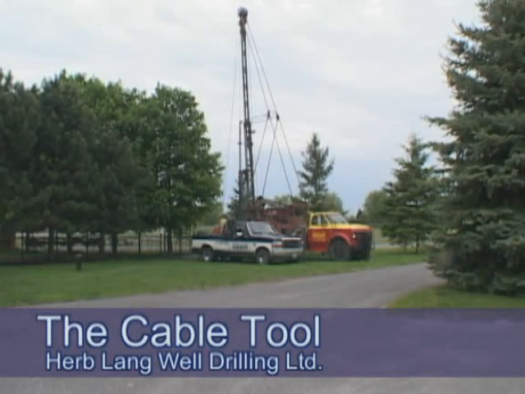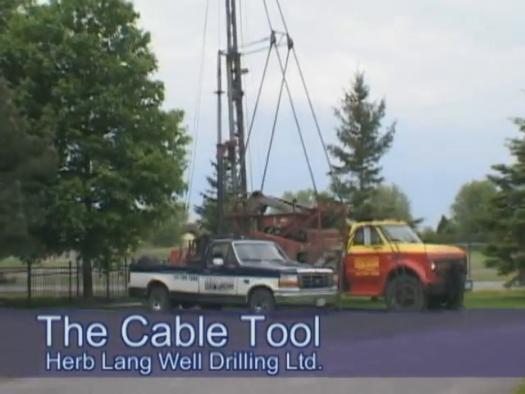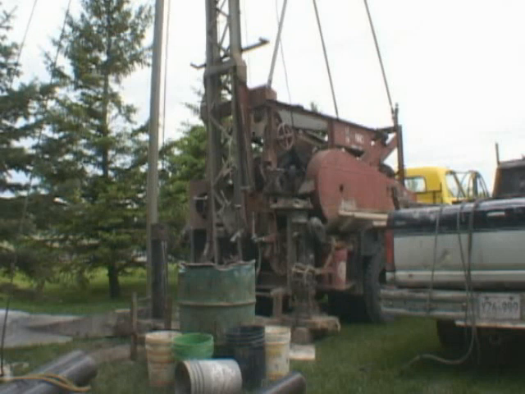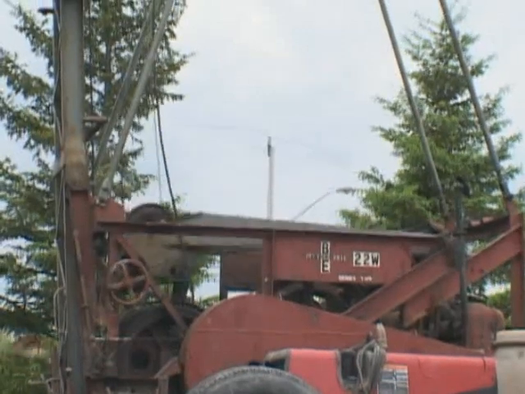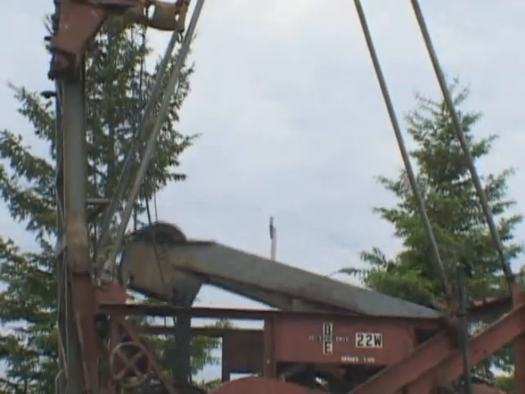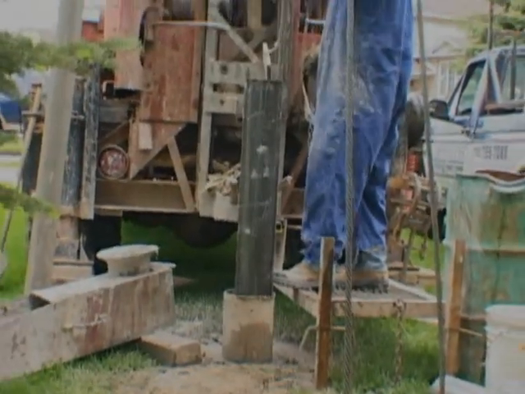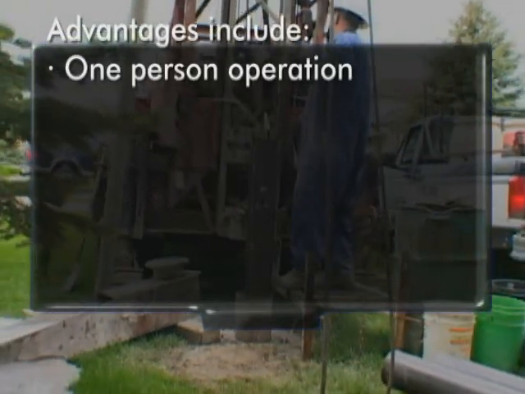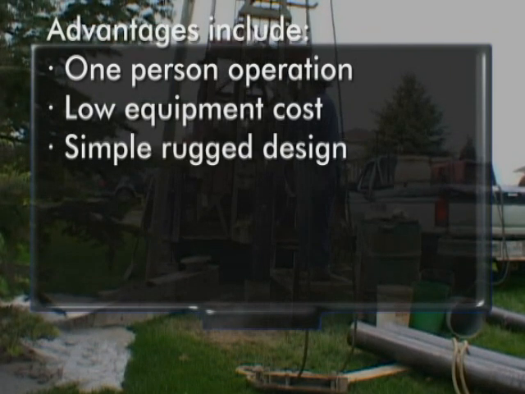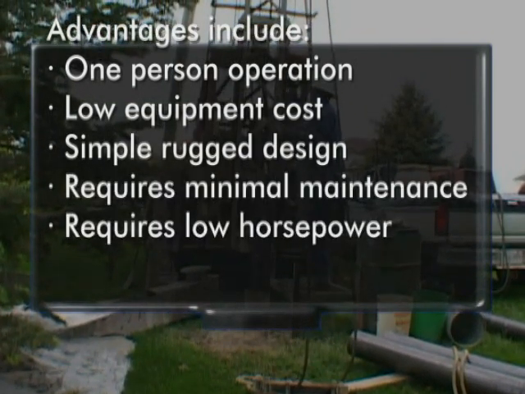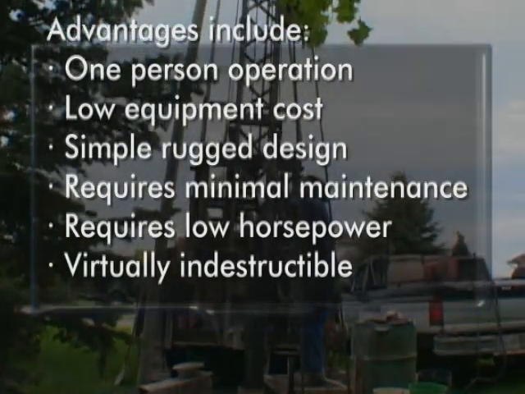The percussion method of drilling, cable tool, churn drill, sputter, or pounder as it's sometimes referred to, is one of the oldest cutting actions utilized in the drilling industry. Developed in China over 4,000 years ago, the cable tool is tried and true, responsible for millions of successful wells around the world. This system is still used today because of its own unique advantages, which include one-person operation, low equipment cost compared to other systems, simple, rugged design requiring minimal maintenance, low horsepower requirements of this rig, and finally, cable tools have proven to be virtually indestructible.